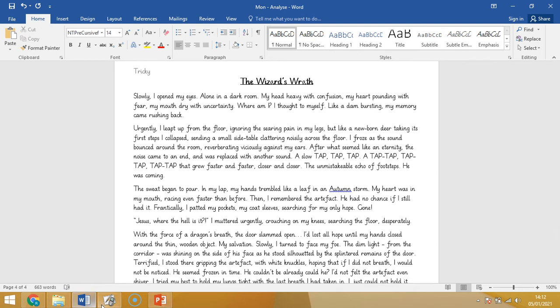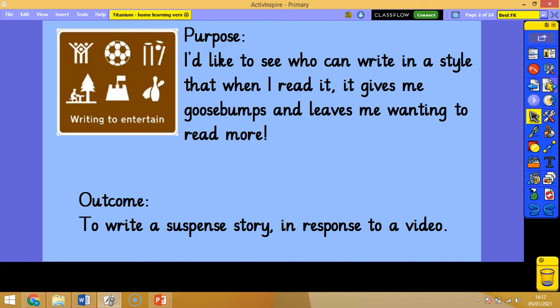Okay, so the first thing that we're going to do is have a read through. We're going to introduce the purpose. For this outcome of writing, we are going to write a suspense story in response to a video. Today we're just going to look at a good example of a suspense story. What I'm looking for over this unit is to see who can write in a style that, when I read it, gives me goosebumps and leaves me asking, what happened? Why has it stopped there? I really, really want to be excited and want to read more.